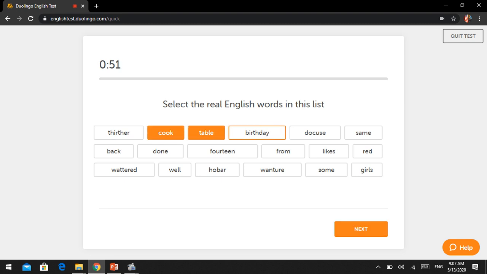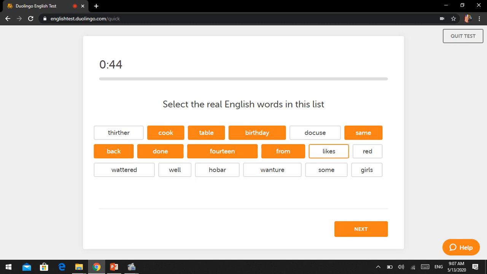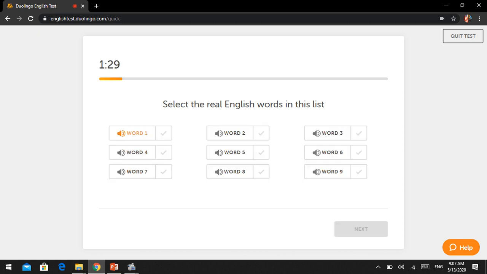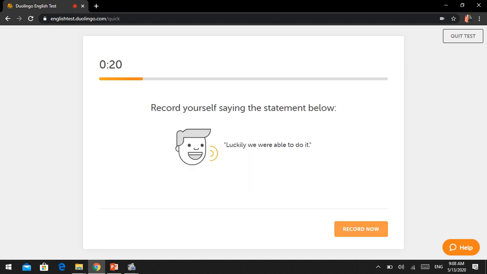Third, now, cook, table, birthday, same, back, done, from, likes, volunteers, son, girls. Favor. A rhyme. Yeah, favorite English word. Facade. Beside. Odometer. Online. Future. Yeah, this is what's next.